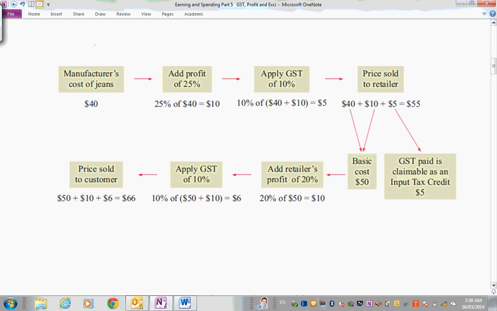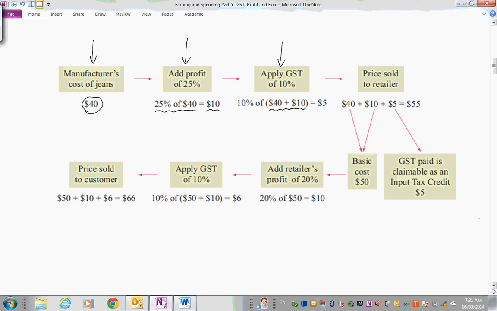So here we go. Let's come over here, and let's say there's a manufacturer making jeans, and the cost of making a pair of jeans is $40. They need to be rewarded for their work. People have to be paid, etc. So they're going to add a profit of 25% of 40, which is a quarter, which is $10. Okay, so now the item is costing $50, but you must apply a GST.